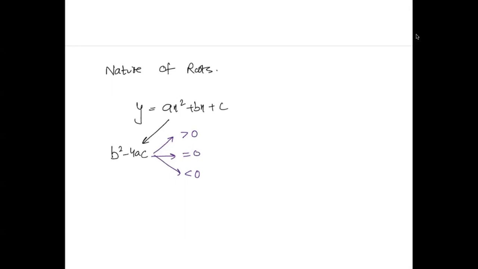When the value of the discriminant for a quadratic equation comes out to be greater than 0, we said that the nature of the roots were real and distinct. If the value of the discriminant was equal to 0, we said that the nature of the roots are real and equal. And when the discriminant was less than 0, we said no real roots are going to be there.